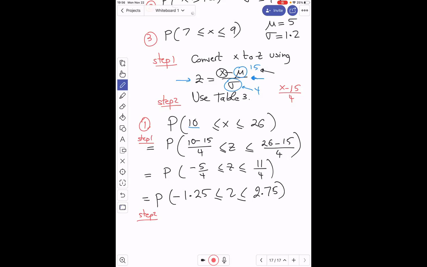So now I can use my table first. This is the probability that z is between these two numbers, right? The negative 1.25 and 2.75. So it means that this is the area to the left of 2.75, that's the largest number here.